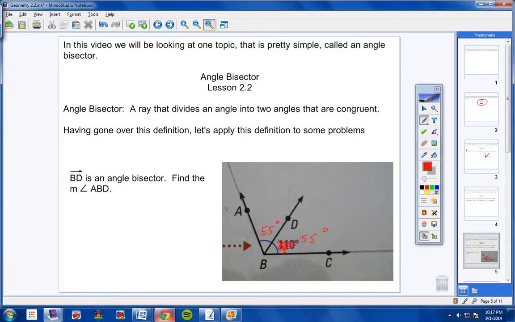Now look what they're asking you to find. They're asking you to find the measure of angle ABD. So here's A, here's B, and here's D. So we're going to find the measure of angle A down to B and up to D. And the answer is obviously 55 degrees. Okay? So the measure of angle ABD is 55 degrees. All right, let's try another problem.